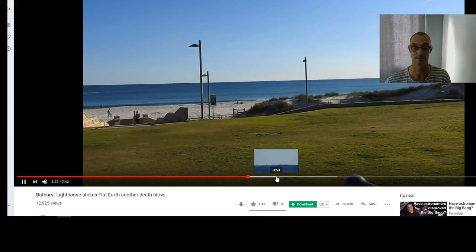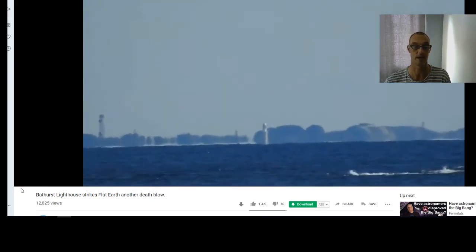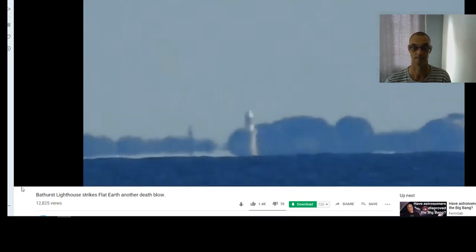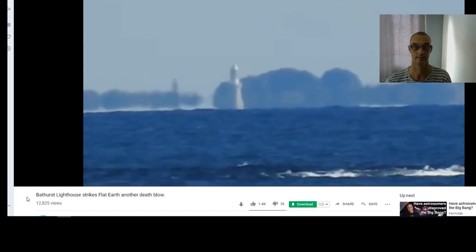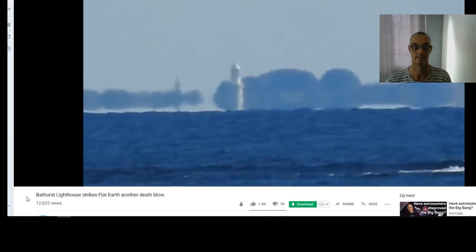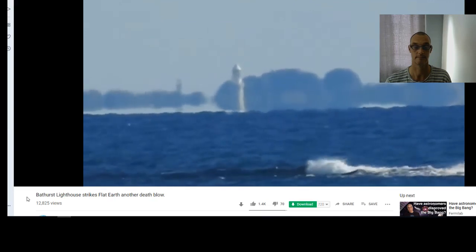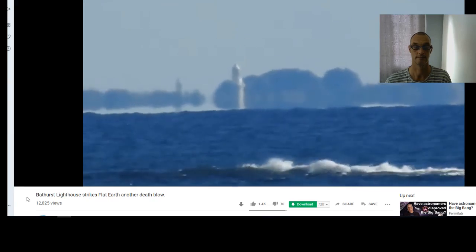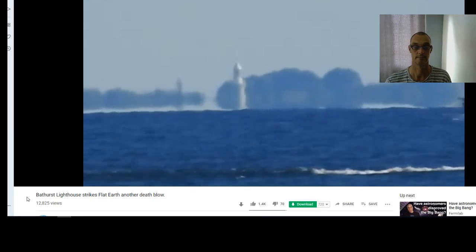It's very, very simple. And of course, what we have here next is this Bathurst Lighthouse. As you can see, it appears that the base of the lighthouse is touching the water. But we know there is a significant amount of land under that lighthouse, and yet even from an 8-metre elevation it is not visible.